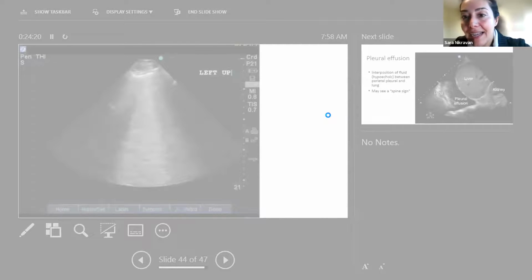But I looked and the patient also had a pleural effusion. So this is just an example of how you can use lung ultrasound. She had basically decompensated heart failure, and this patient needed to be diuresed, put on BiPAP, and all of those features.